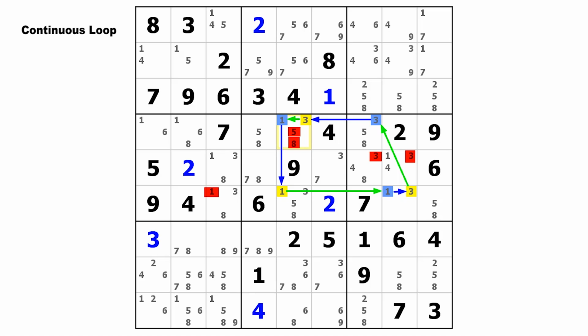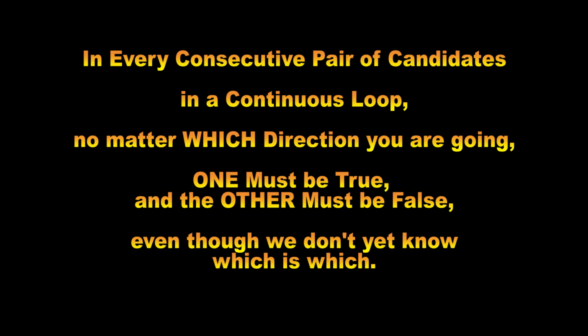This is a very important sentence, so please allow me to repeat it. In every consecutive pair of candidates in a continuous loop, no matter which direction you are going, one must be true and the other must be false, even though we don't yet know which is which.